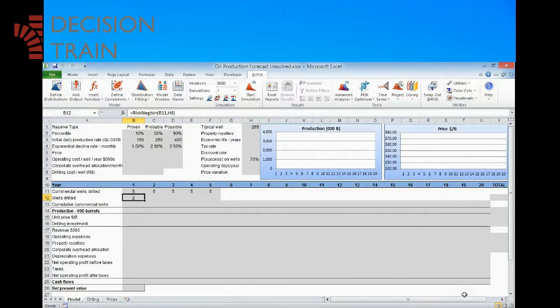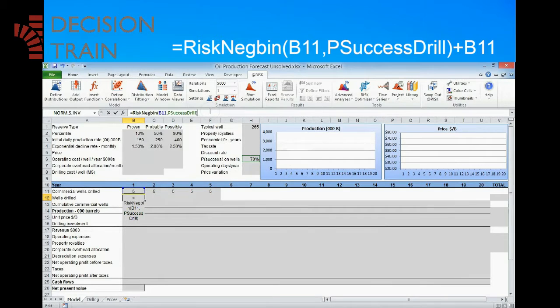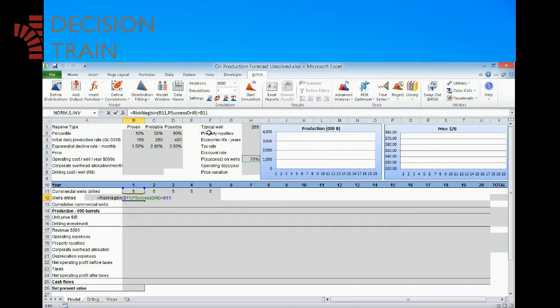21. Edit the cell with F2, in order to add plus B11 to the formula. Therefore, the formula should now look like this: equals RiskNegBin(B11, P success drill) plus B11. We need to add B11, containing a 5, because NegBin calculates the number of failures before a certain target value S is achieved. Therefore we add the number of failures, which could be 0, additional to the 5 commercial wells required per year.